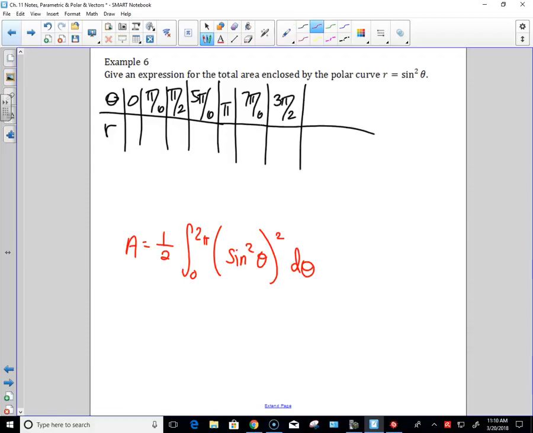Why can't it ever be negative? Good. If I plug in 0, where else? At pi it will be 0. At 2 pi it will be 0 again if we kept going.